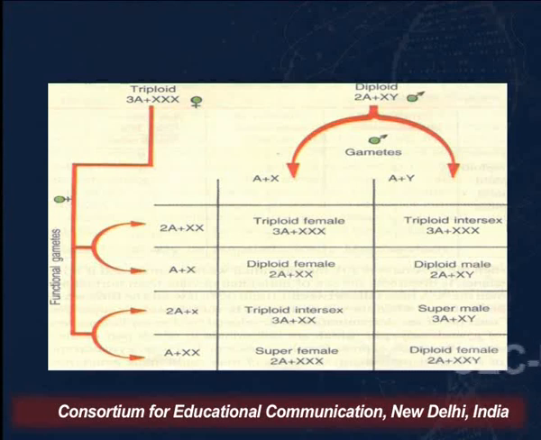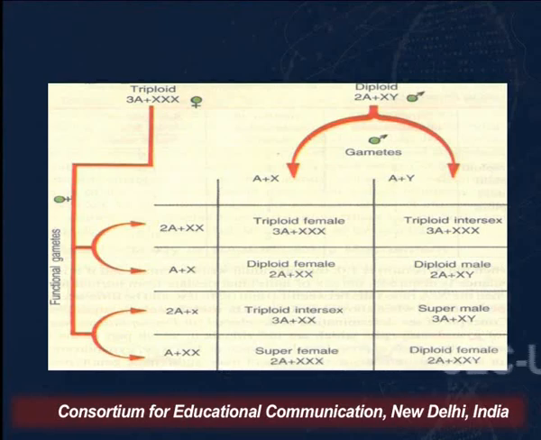More interesting aspect is to see that we have a triploid female. If you are a little careful, you will try to interpret the ideas. A triploid female is 3 autosomes and 3 X chromosomes. Things seem to be a bit equal. Whereas the 3A plus XXX happens to be a triploid intersex, diploid male, triploid intersex, super female which is a meta female, and a diploid female.